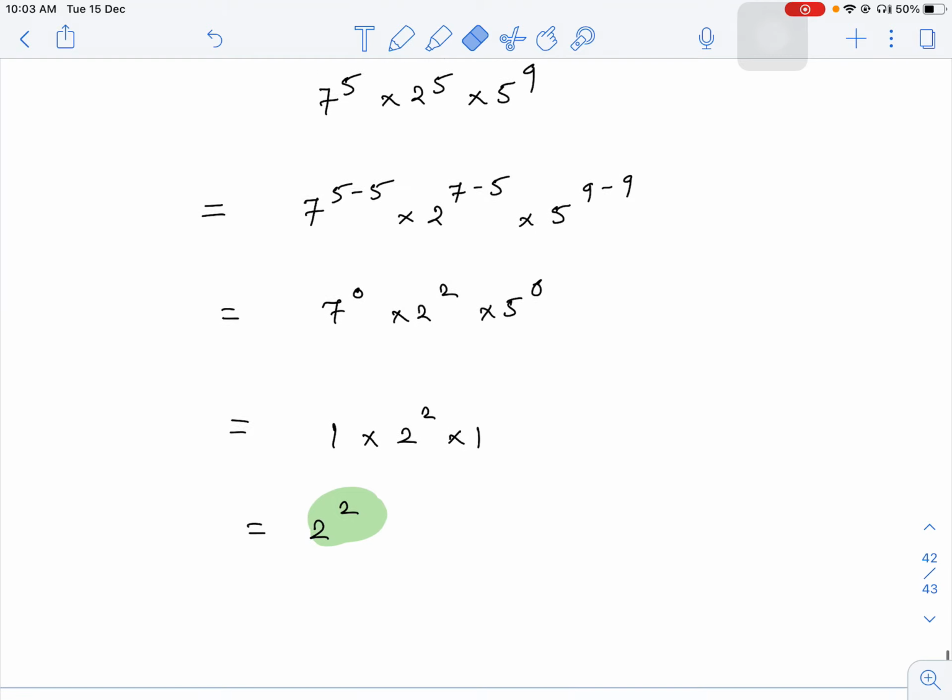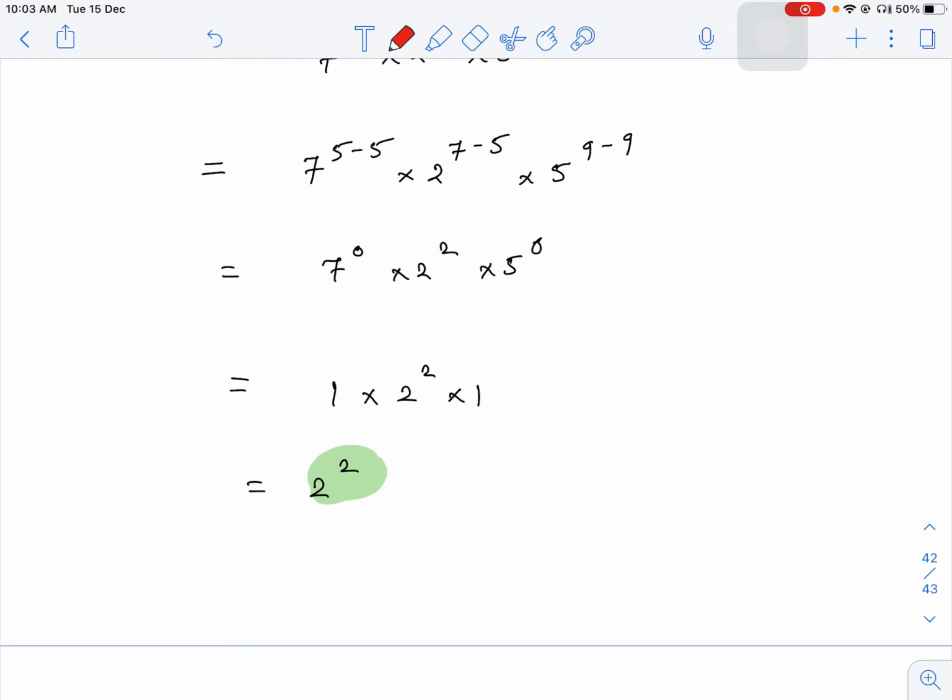If the question is given as evaluate, then further we can write one more step, that is 2 raised to 2 means 4. So when the question is given, write in exponential form, we will write it in this way. When it is given, find the value, we will write this answer.